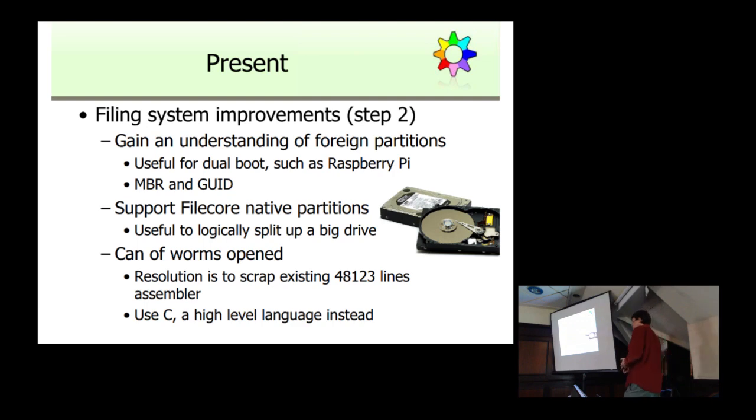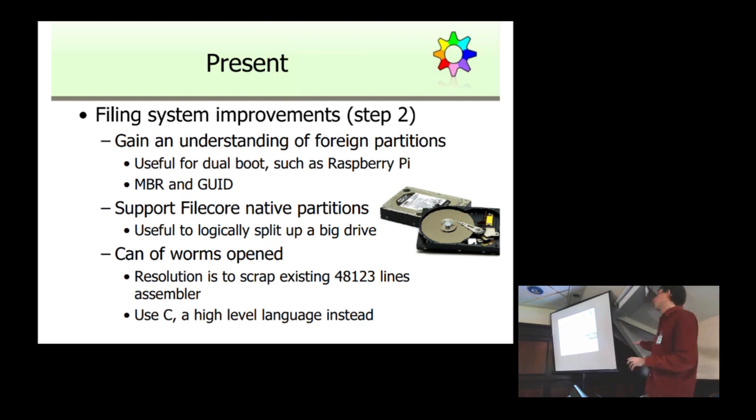Now, unfortunately, this is in progress, but it turns out that that was a bit of a can of worms having opened Filecore. If anyone's dared look at it, I counted 48,123 lines of assembler, which is real eyeball watering to try and update. So ultimately, the conclusion of the first part of this bounty was that that's a silly way to proceed. Throw it all away and start again, writing it in a higher level language such as C. So that way, all of the complexity of fiddling around with data structures, you let the compiler worry about that rather than having to do it by hand, tweezering the data using individual instructions.